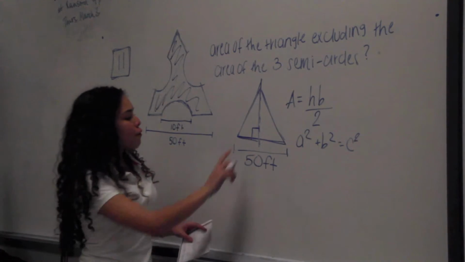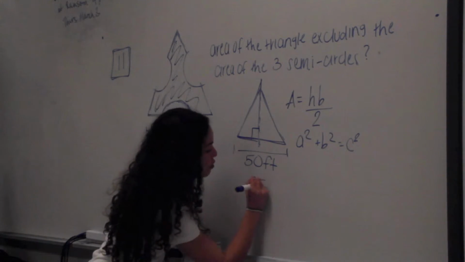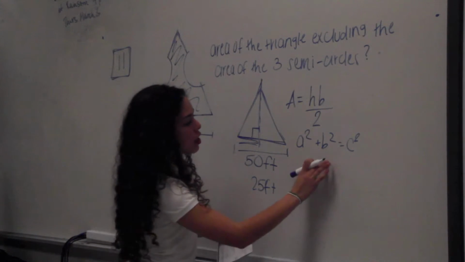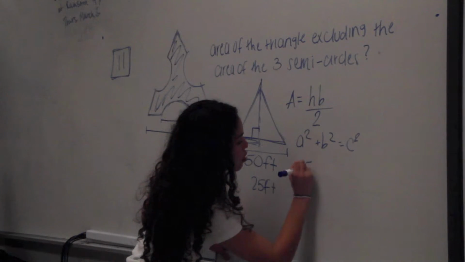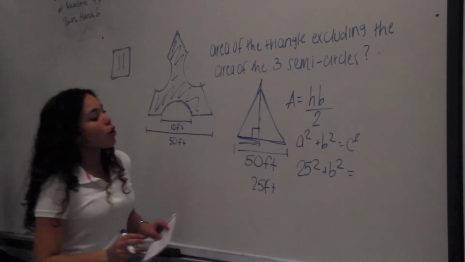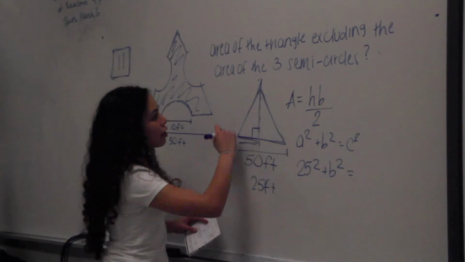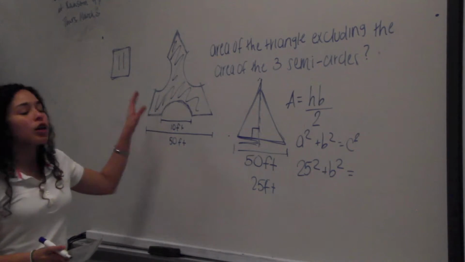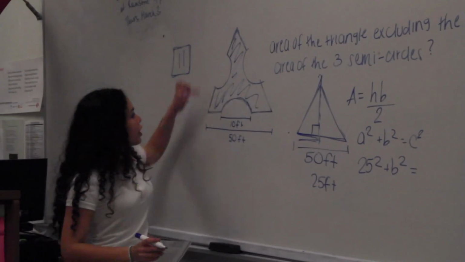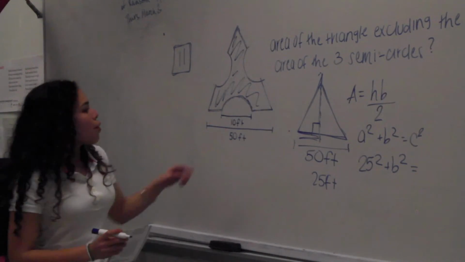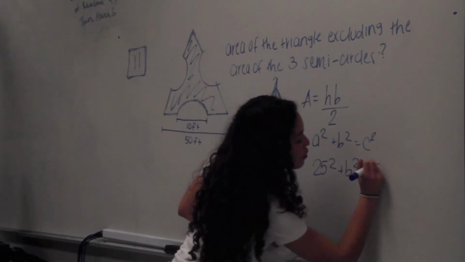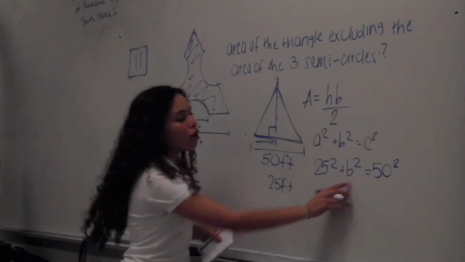So half of 50, which is 25 feet, is going to be the distance from here to here. And that is going to be our a. So 25 squared plus b squared equals c squared. And our c is going to be the distance from here to here. Remember that in the question they told us that it was an equilateral triangle. That means that the distance from here to here is the same distance from here to here and from here to here. So we know that our c is going to be 50. So c squared is 50 squared. And we're going to solve for b.